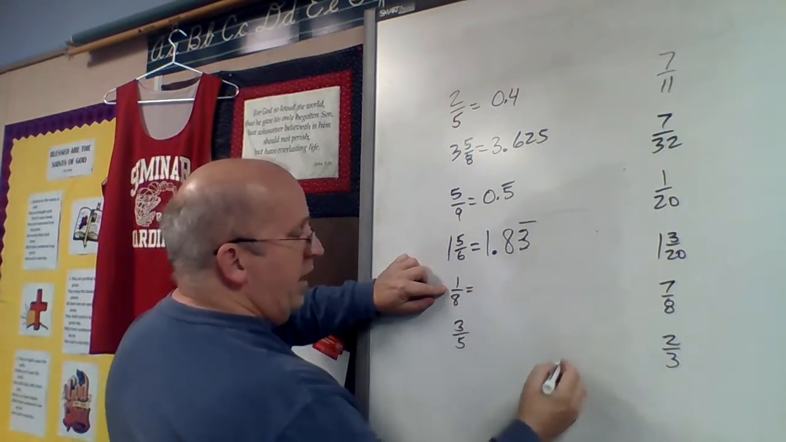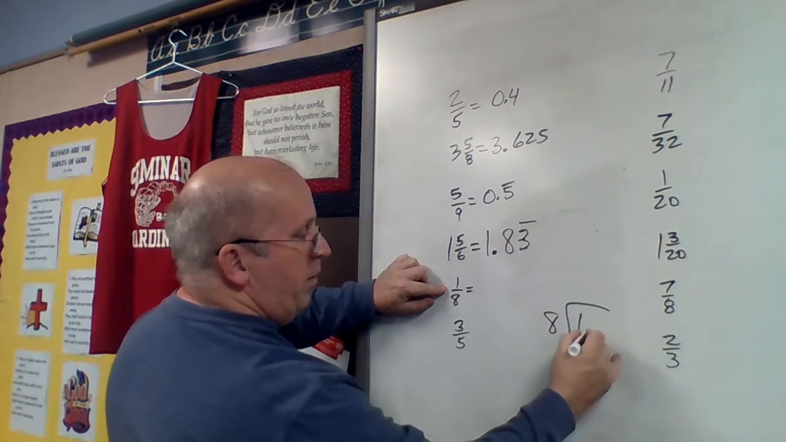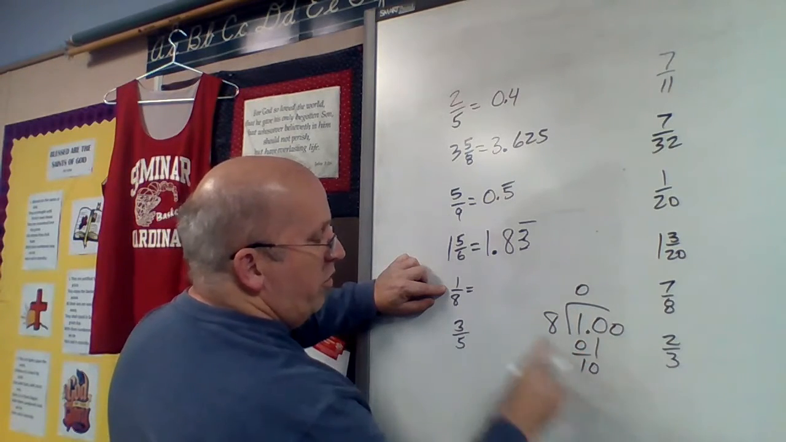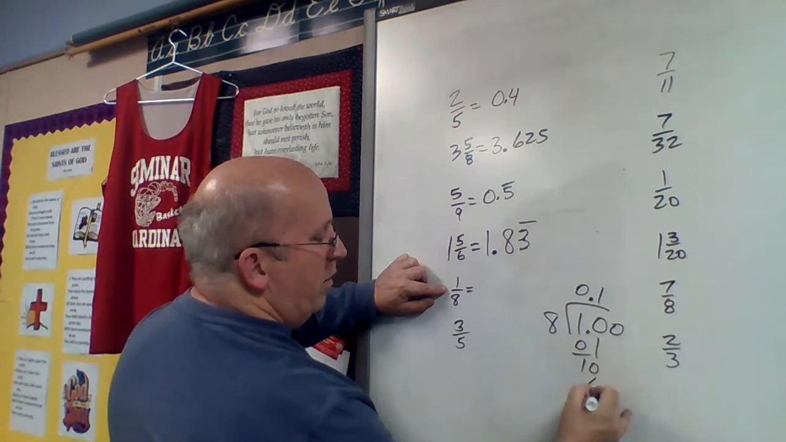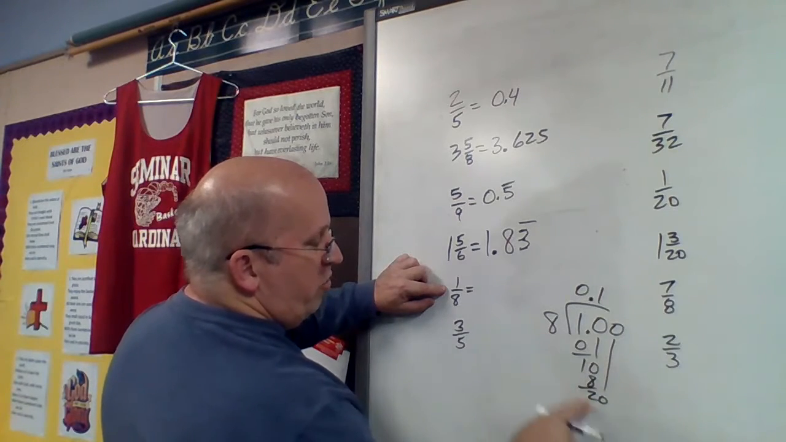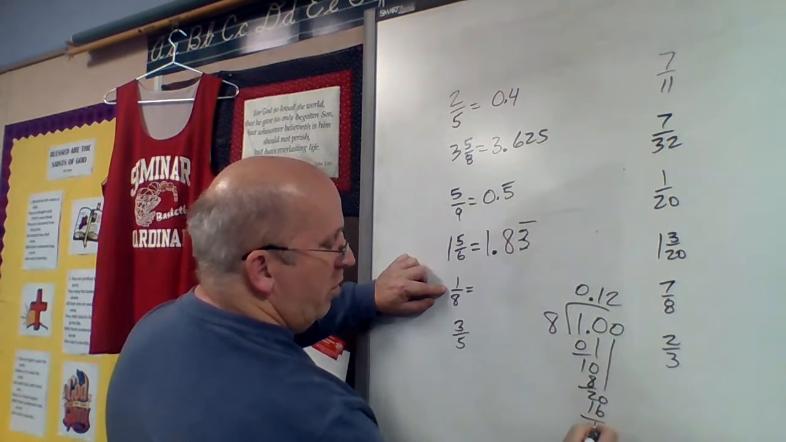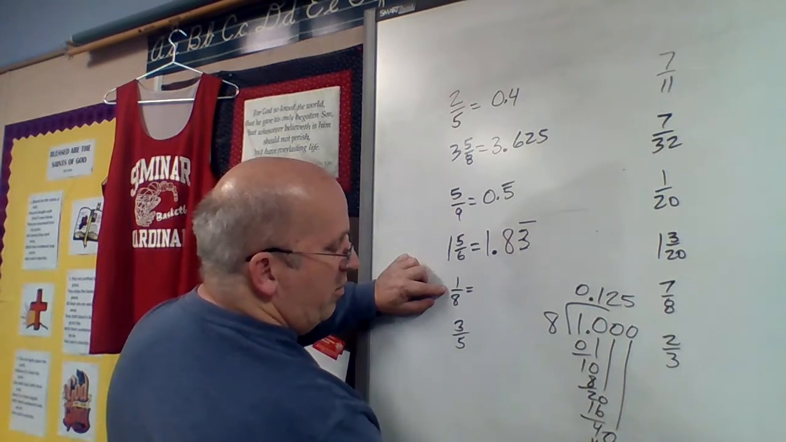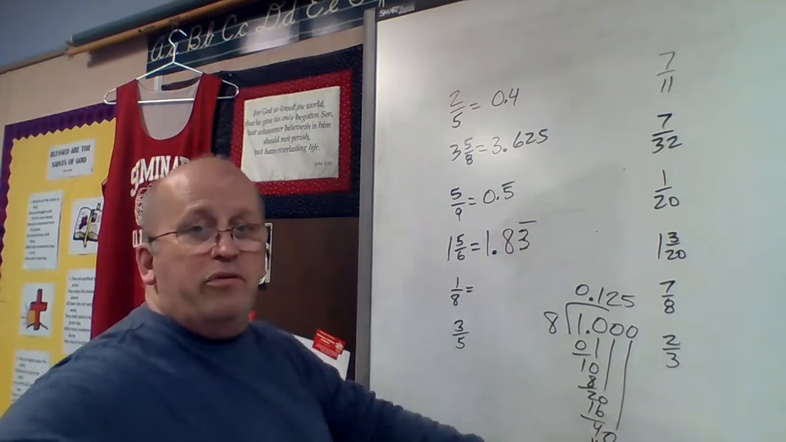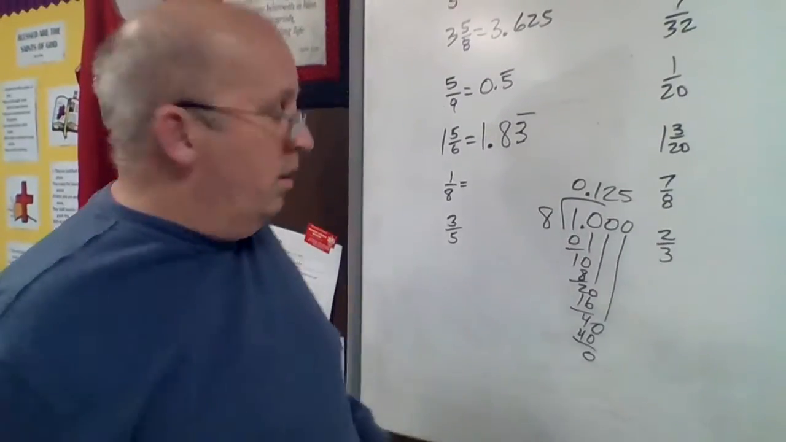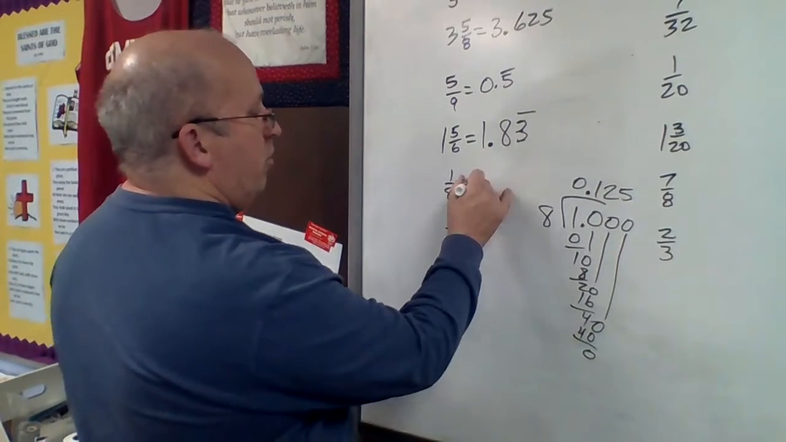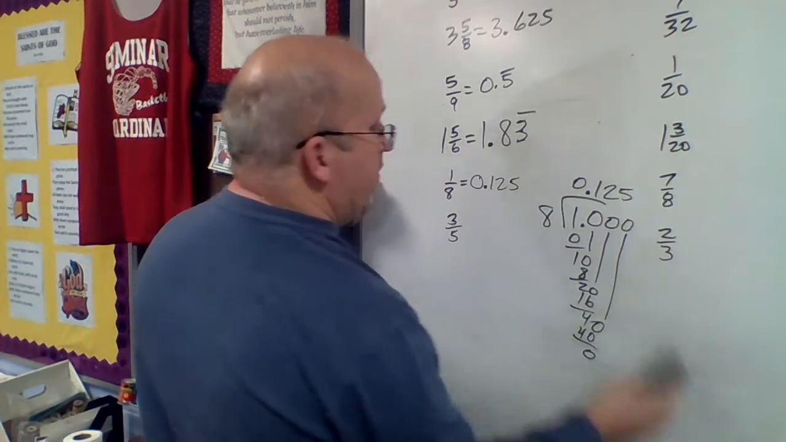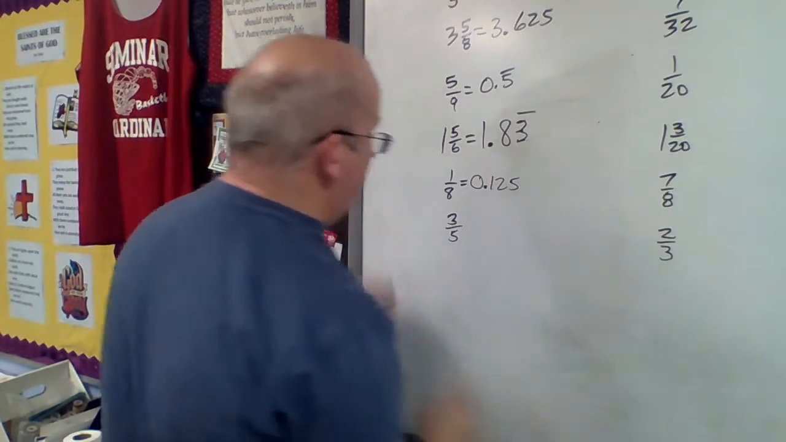1 divided by 8. Top number divided by the bottom number. 8 goes into 1 0 times. But it goes into 10 1 time. And it goes into 20 2 times. And it goes into 40 5 times. Exactly 5 times. We've got a remainder of 0, but you can't see it because I didn't push the screen down. So 0.125. 0.125. How about this next one?